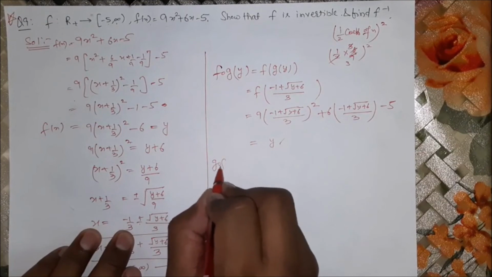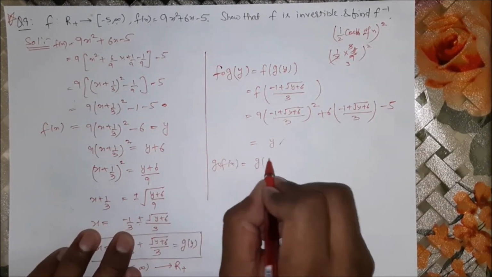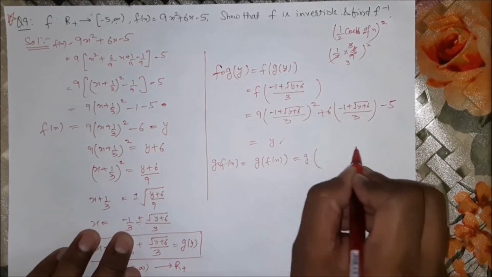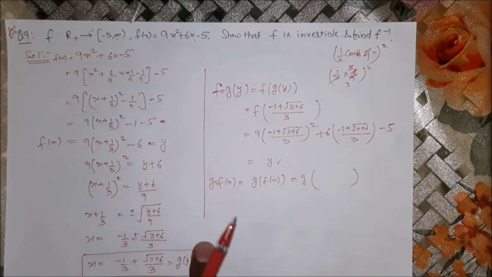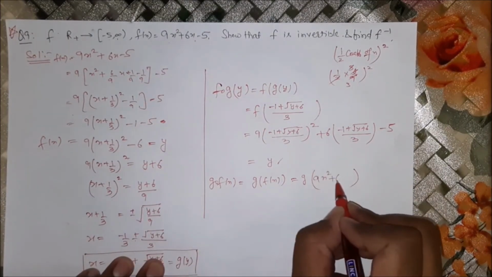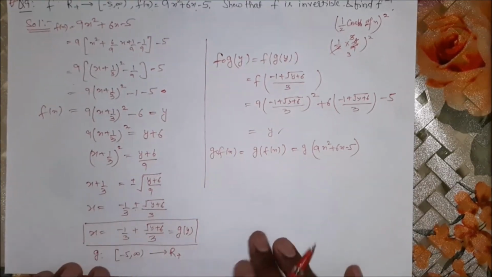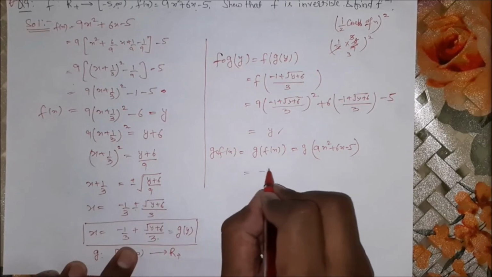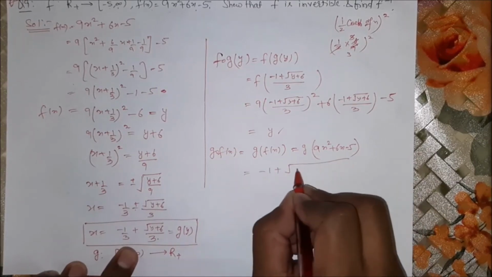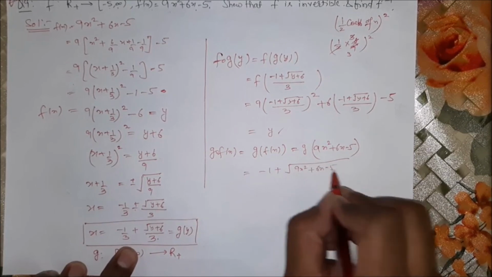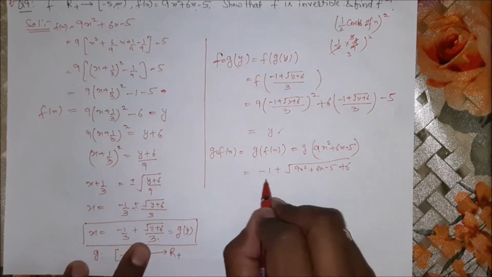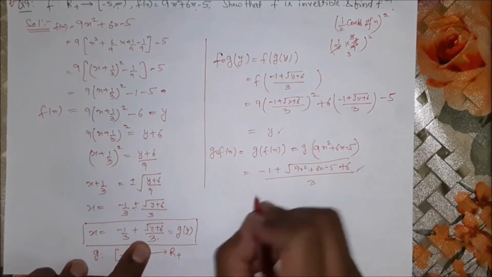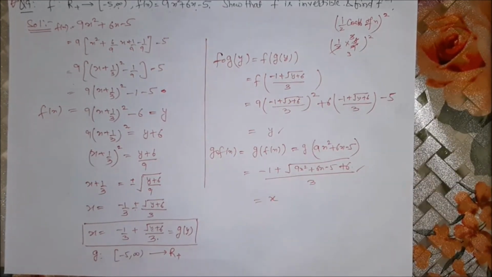Similarly, if you solve gof of x, that is g of f(x), f(x) is 9x square plus 6x minus 5. Okay. So we'll put that value 9x square plus 6x minus 5 in the function of g. g is this, so it is (minus 1 plus root (9x square plus 6x minus 5 plus 6)) divided by 3. See, the value which is inside g is here only, so we'll put it here. Now again if you solve it, you will get equal to x. So we can say they are identity functions.